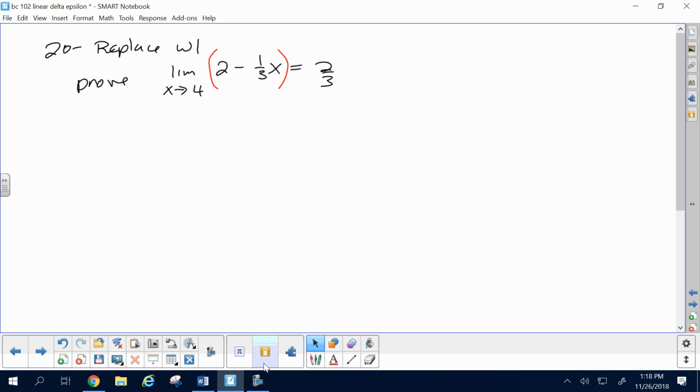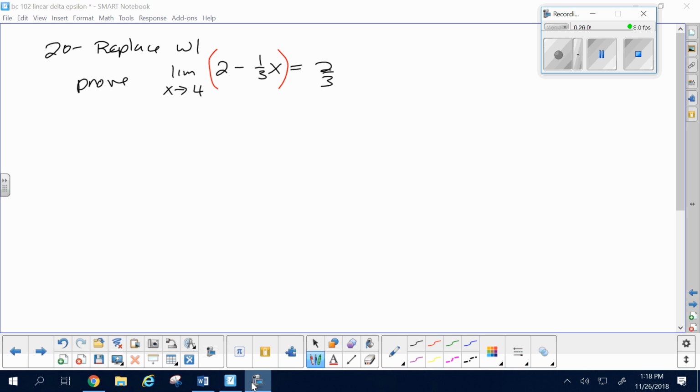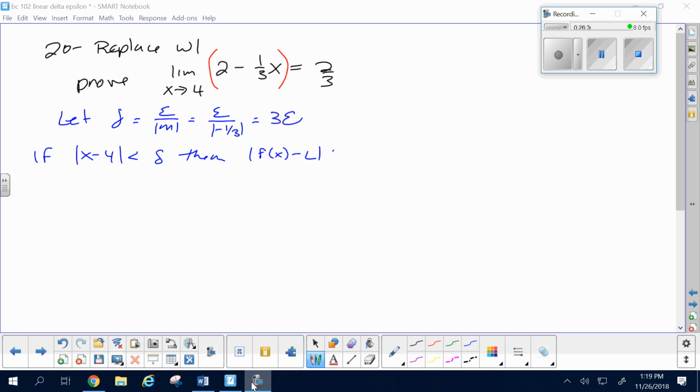Okay, how's that proof going? Still working on it. Okay. Did you use delta equals 3 epsilon? Okay? Does your thesis look something like: if |x minus 4| is less than delta, then it will follow that |f minus L| is less than epsilon.